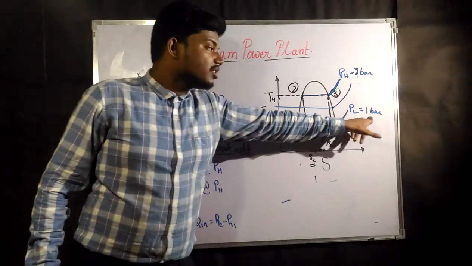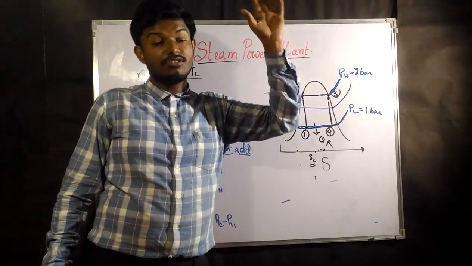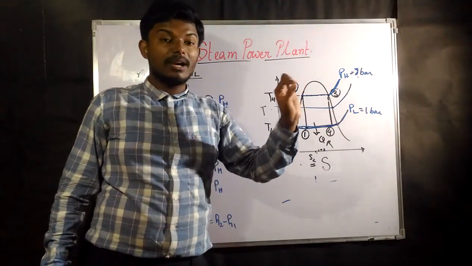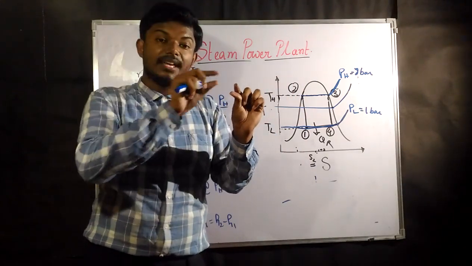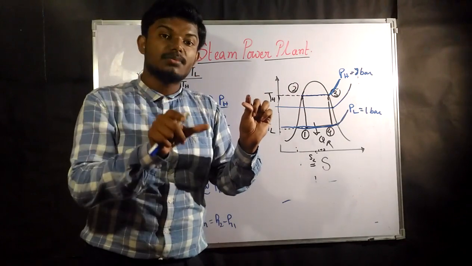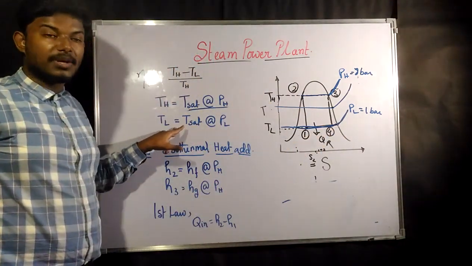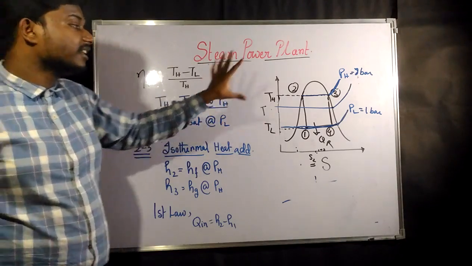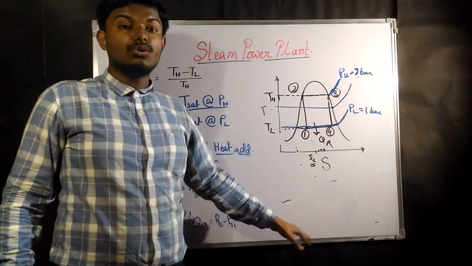Similarly, the lower pressure of 1 bar is also given. So you will find from the saturated region of the steam table where 1 bar is given, and alongside this 1 bar, what is going to be the saturated temperature? That will be nothing but your lower temperature.